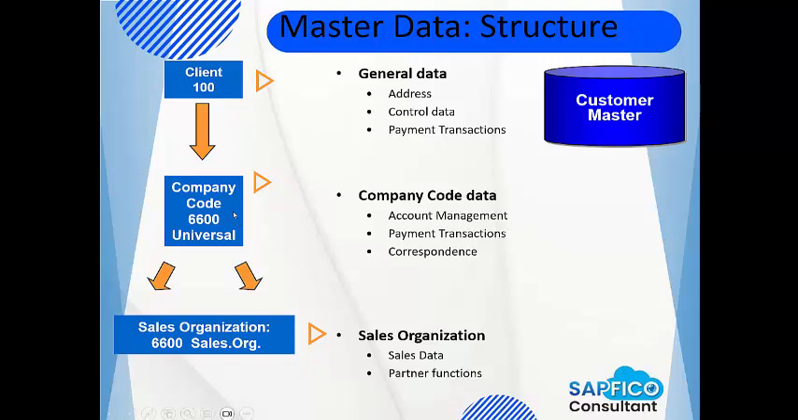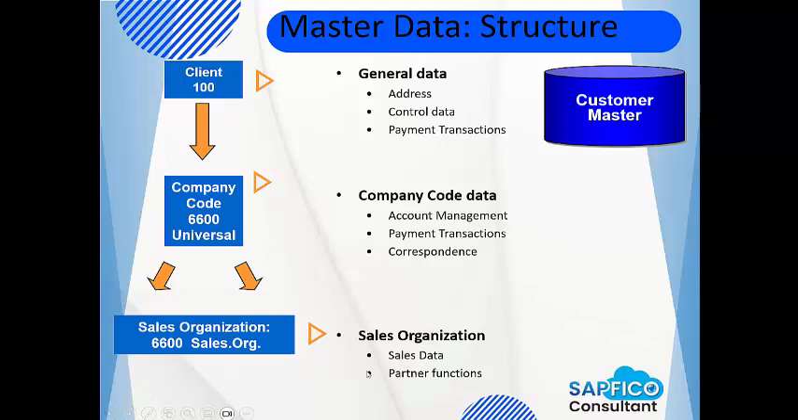Now the customer is extended to a company code. Let's say this customer was extended to company code 6600 Universal. So what is updated here is the account management, payment transaction, correspondence, and so on. This is part of the financial transaction.